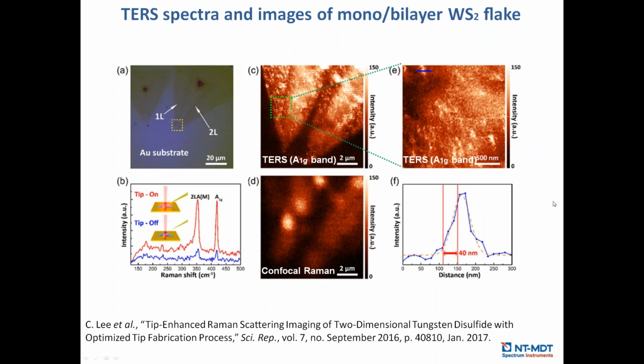Here we have an example of a 2D sample. This is a tungsten disulfide sample on a gold substrate.